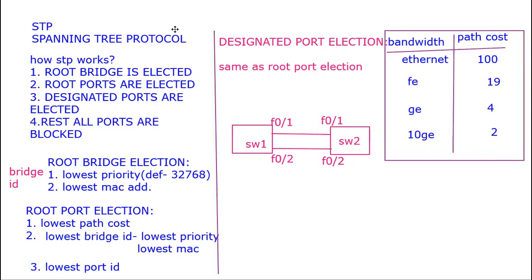Let's say the priority of switch 1 is 32768 and MAC address is 111. I'm just taking any number. And here the priority is 32768, MAC address 222. Both are Fast Ethernet links in between the switches. So in this case, what will happen?